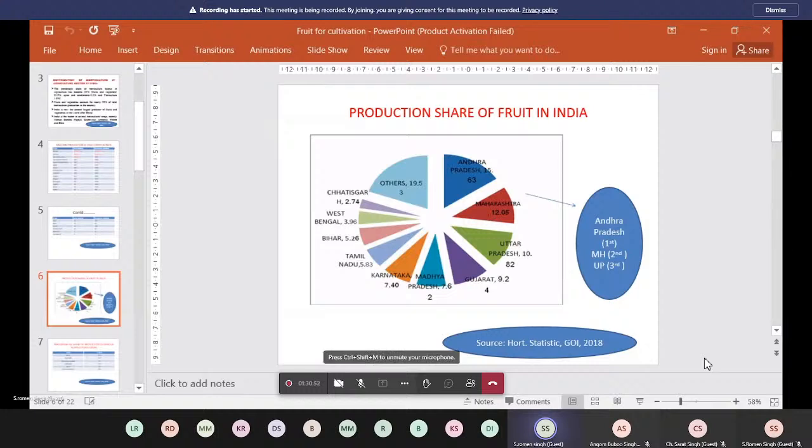Although there is a lot of genetic diversity there, their production and productivity is low as compared to other states of India, due to negligence or improper use of integrated nutrient management, as well as new technology, as compared to other states of India.